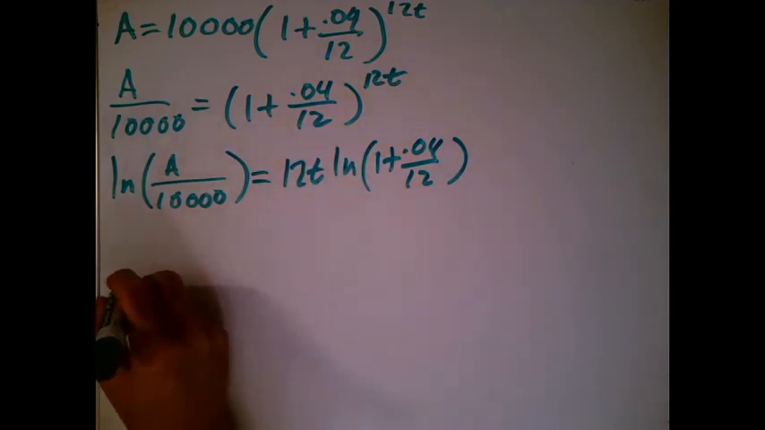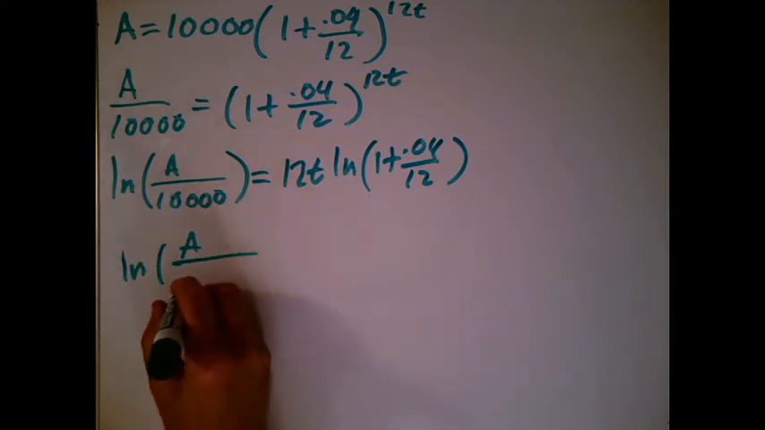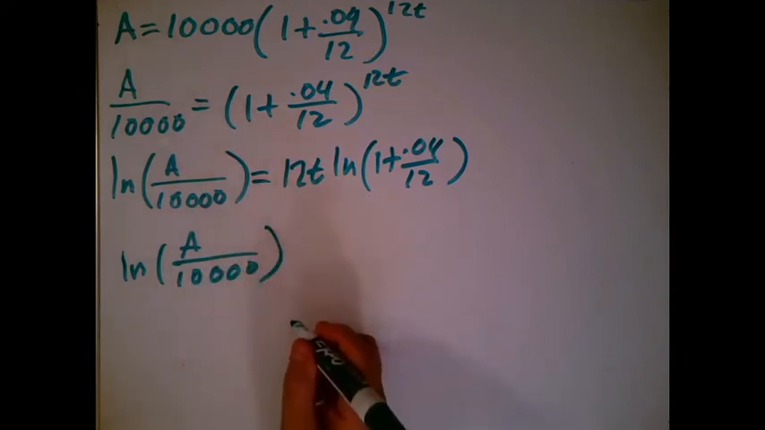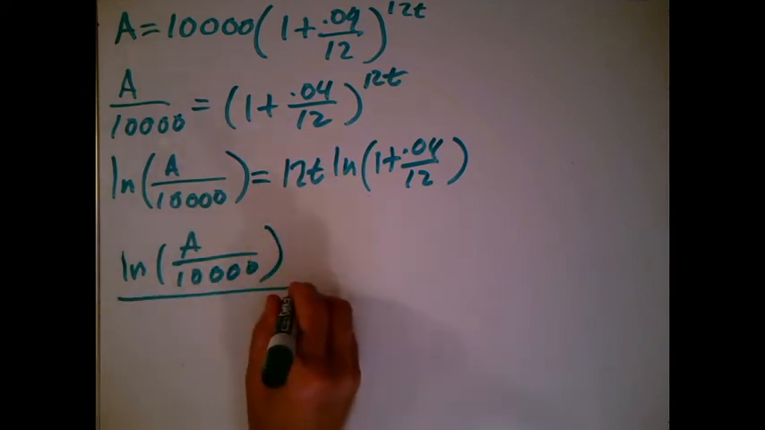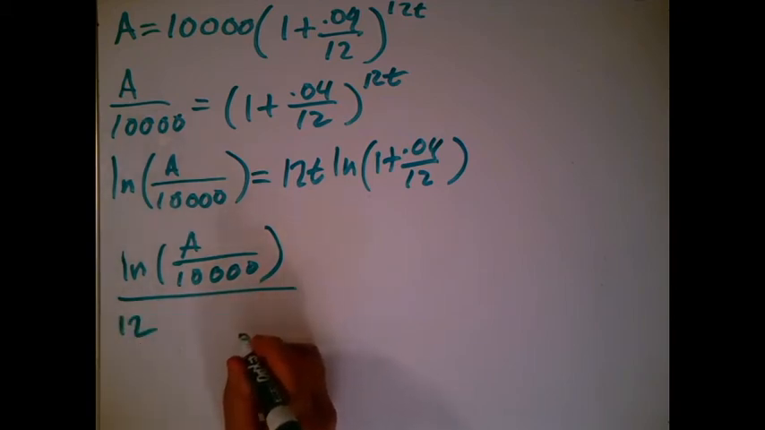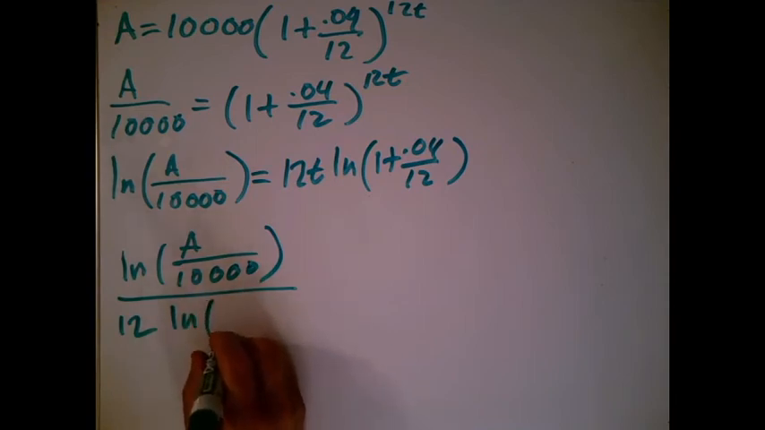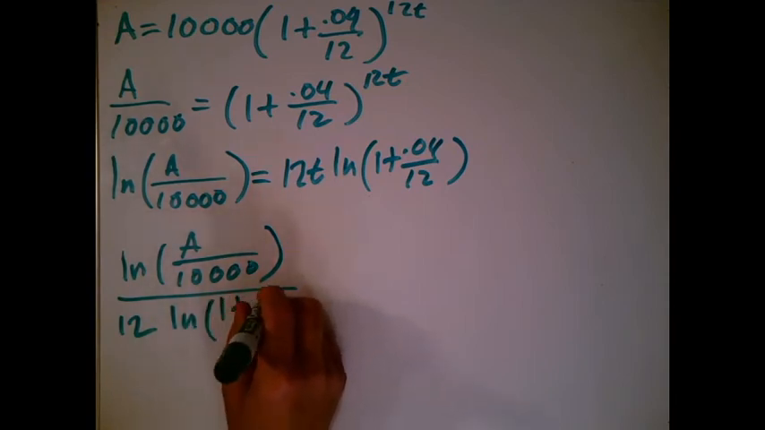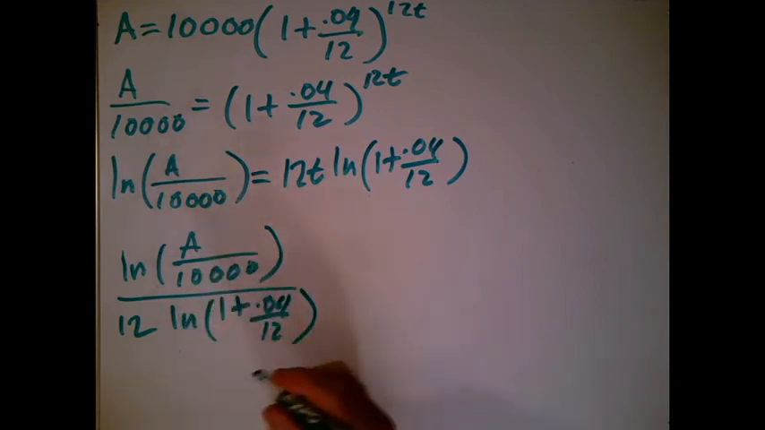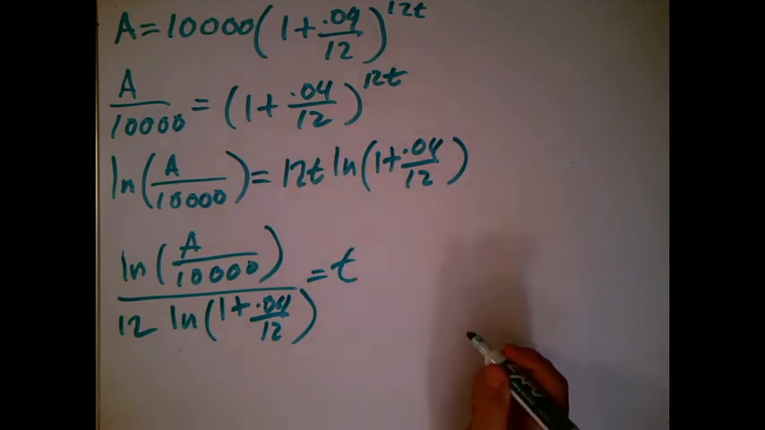So let's do that. I take the left-hand side, which was the ln of A over 10,000, and I'm going to divide by 12, and I'm going to divide by that horrible logarithm mess. So here we go. And there's no nice way of combining this logarithm with this logarithm, so resist the temptation. There we go. That's equal to t.